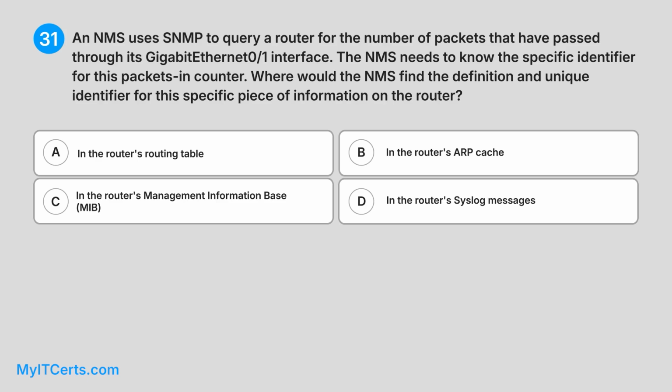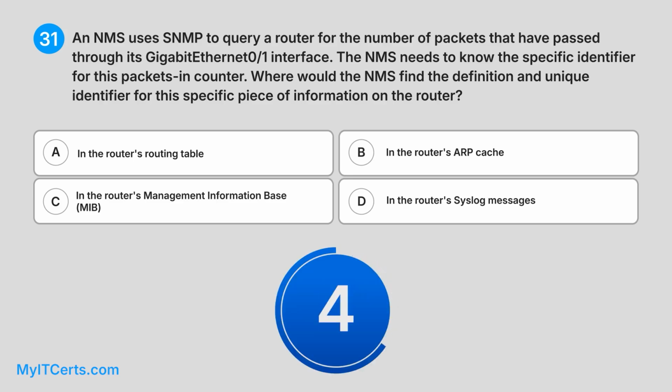A. In the router's routing table. B. In the router's ARP cache. C. In the router's management information base, MIB. D. In the router's syslog messages. Do you know the answer?